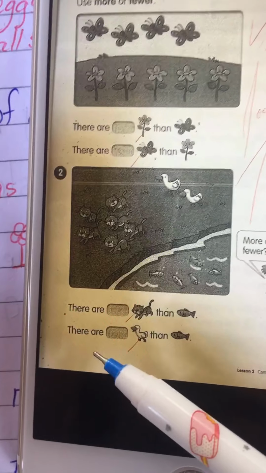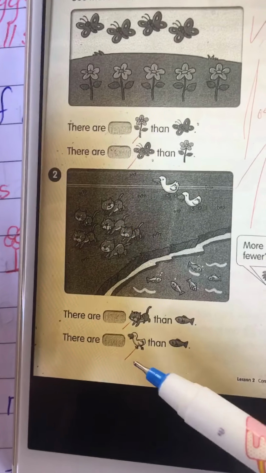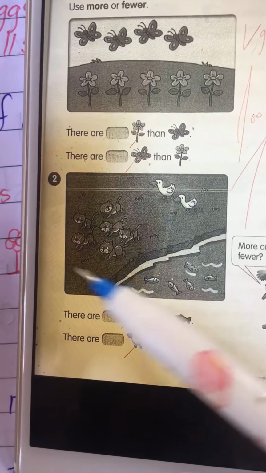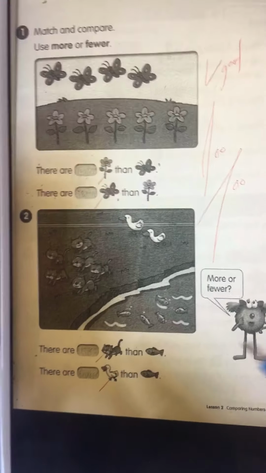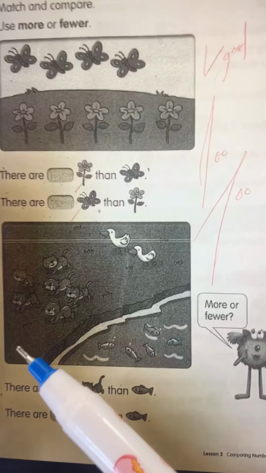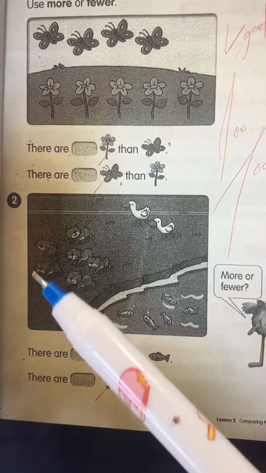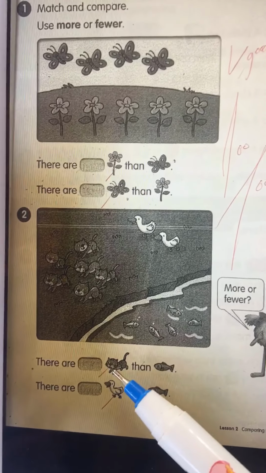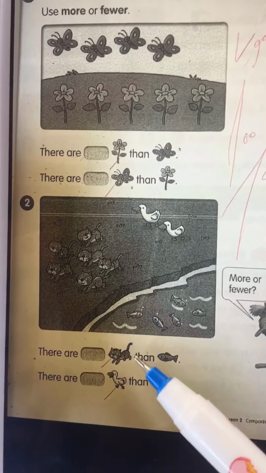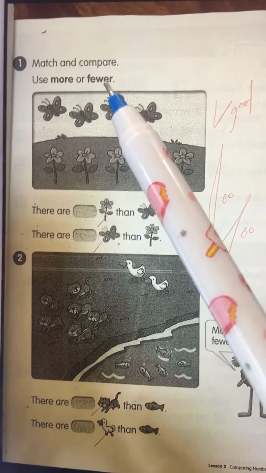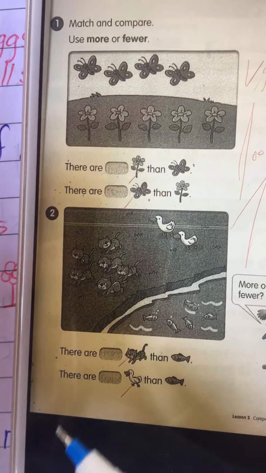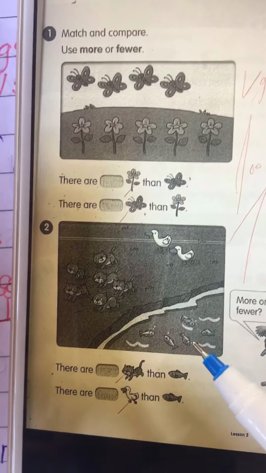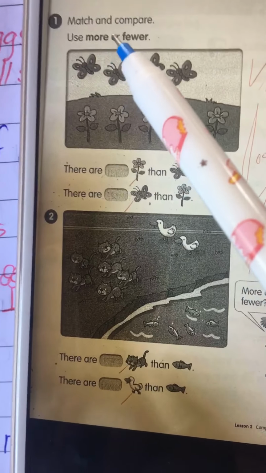Look at picture number 3. Here, this is cats and this is ducks, okay? Ducks and fish. And then they compare cats with the fish. Now let's count. 1, 2, 3, 4, 5, 6, and 1, 2, 3, 4, 5. And then they said there are, and then look at the words cats, then fish. So which one do you use, more or fewer? Count and write by yourself, okay? Then compare ducks here and fish here. Which one do you use, more or fewer?